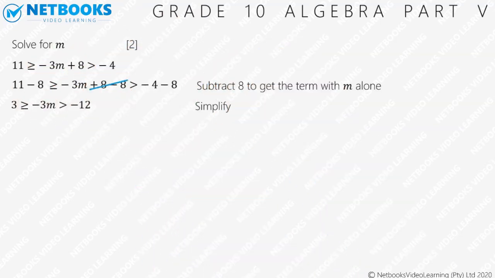Notice that we need to get rid of the -3, in order to have m alone. We achieve this by dividing all the terms by -3. When dividing an inequality by a negative number, something special always happens.